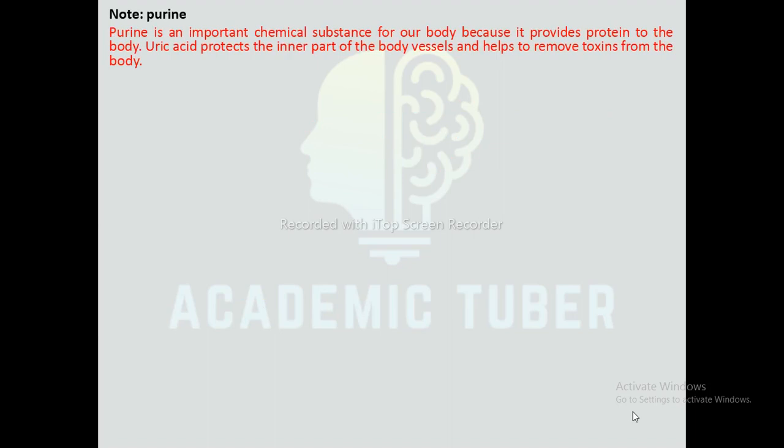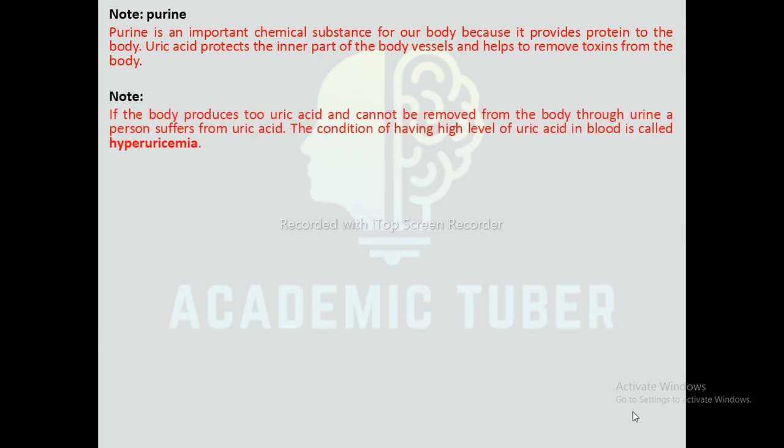Purine is an important chemical substance for our body because it provides protein to the body. Uric acid protects the inner part of the body vessels and helps to remove toxins from the body. If the body produces too much uric acid and it cannot be removed from the body through urine, a person suffers from uric acid. The condition of having high level of uric acid in blood is called hyperuricemia.